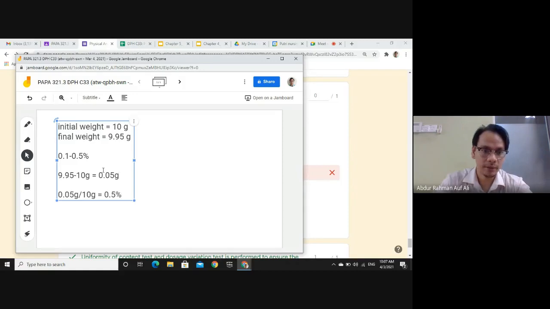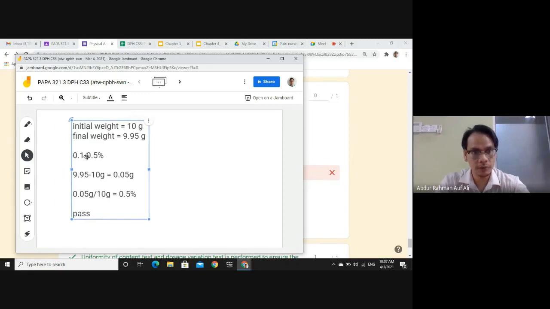So that's the max limit dia boleh hilang. So kalau dia 0.6 fail. Tapi kalau 0.5 masih lagi pass. So this chlorpheniramine tablet pass the friability test. Itu maksud 0.1 dan 0.5%.